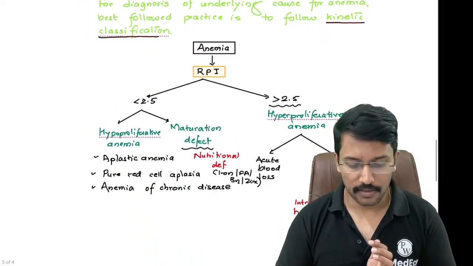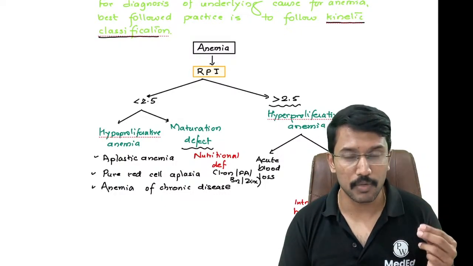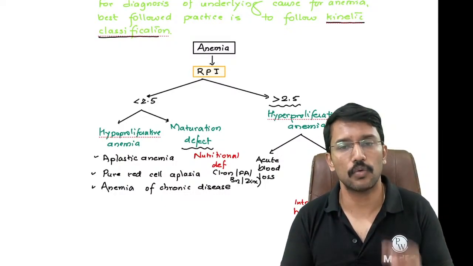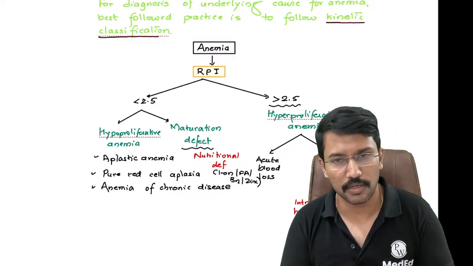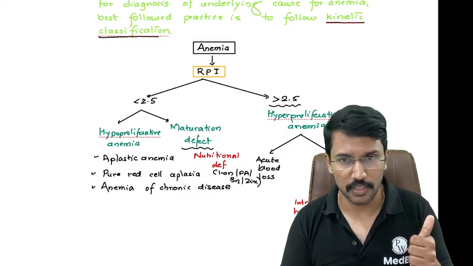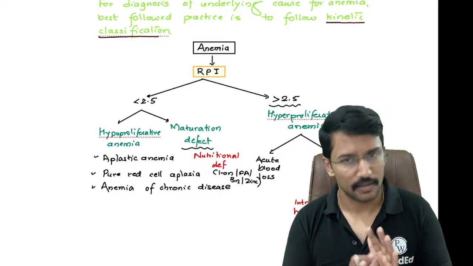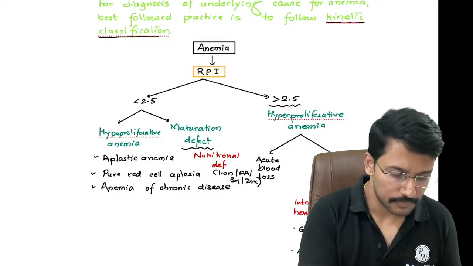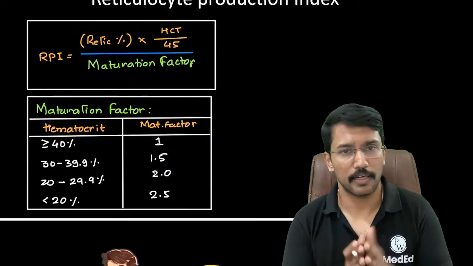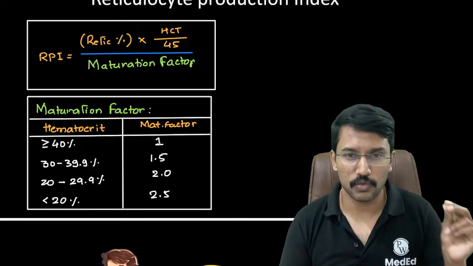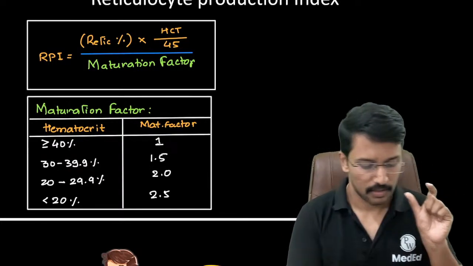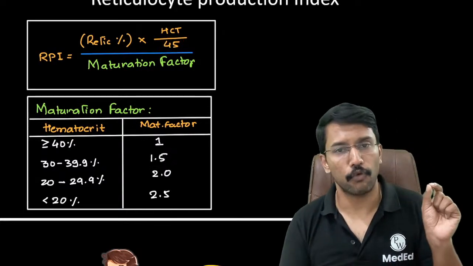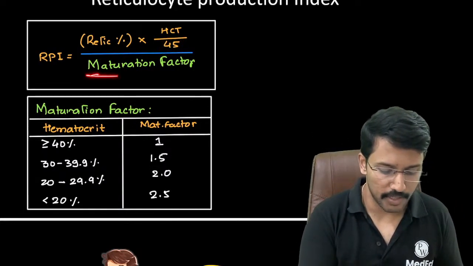And once we have recognized pallor and we think that this is anemia, the next best step is to calculate the reticulocyte production index. For this, I need the reticulocyte percentage and hematocrit. That's it I need. So once I get that, we approach this formula. Reticulocyte production index is equal to reticulocyte percentage times hematocrit of the patient divided by the normal standard hematocrit, which is 45, and whole of this is divided by the maturation factor.